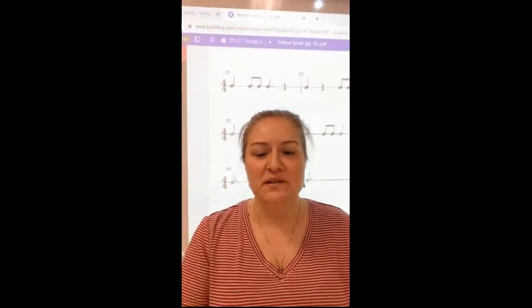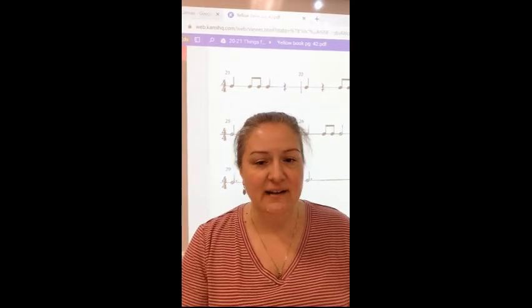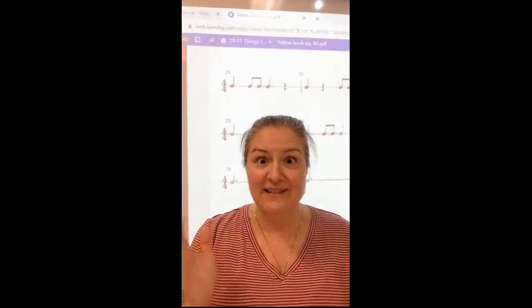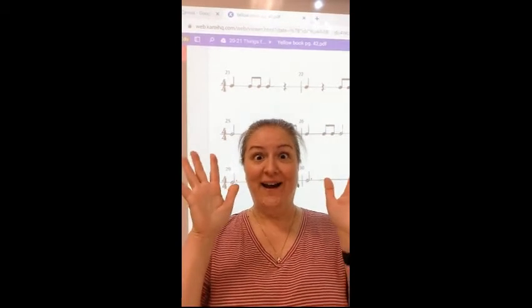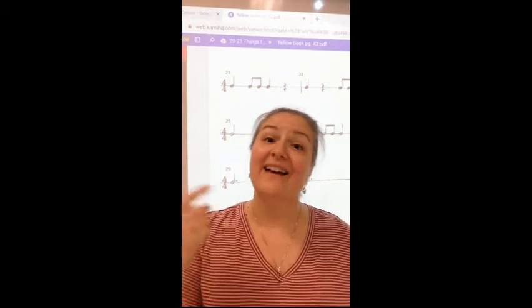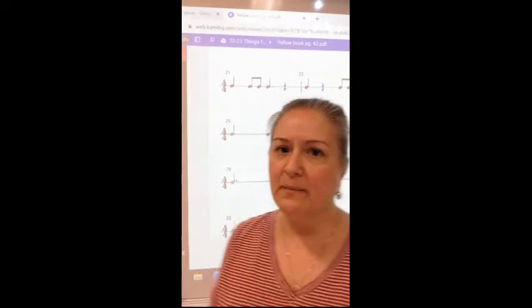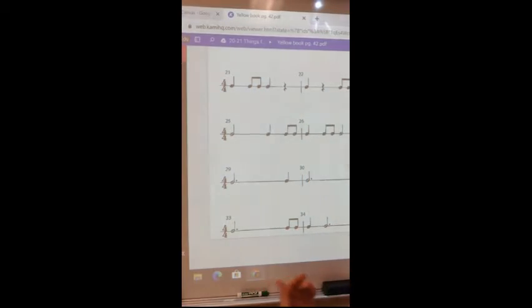Okay guys, so we're still in the Essential Elements for Band book. We're starting with rhythm number 29 today. Now 29 is a little bit different because we get a dotted half note. Yay! It's a half note with a dot after it. So a little bit about music terminology here and the symbols that go along with it.